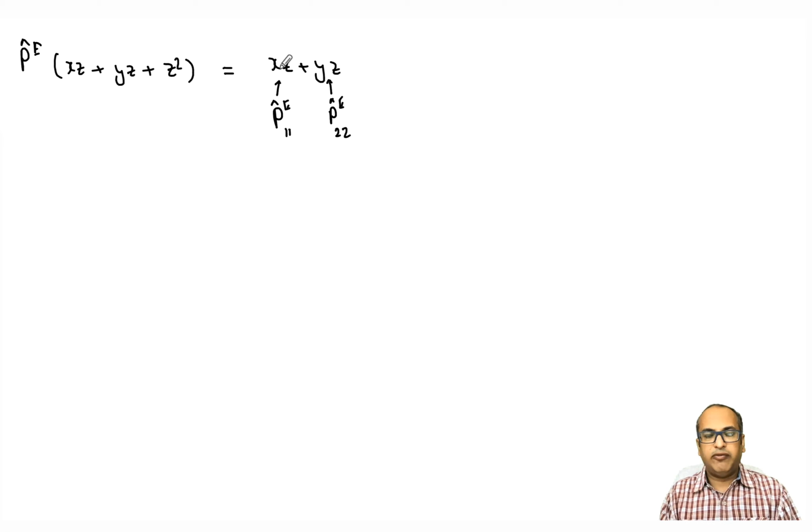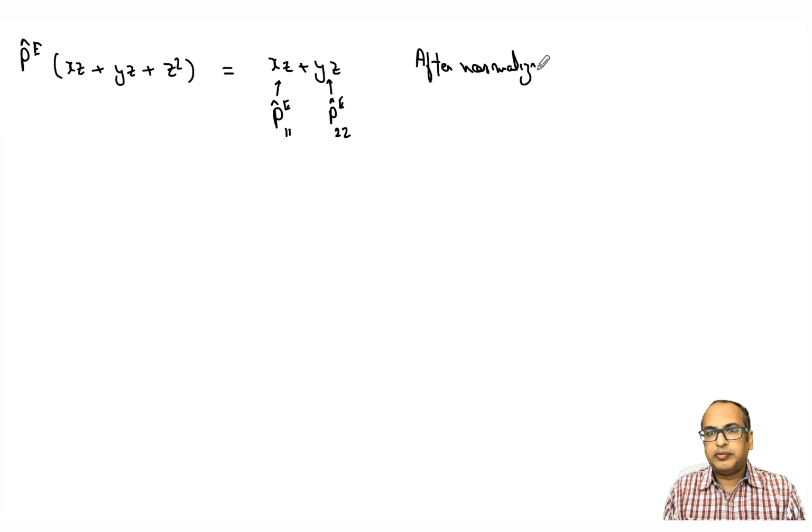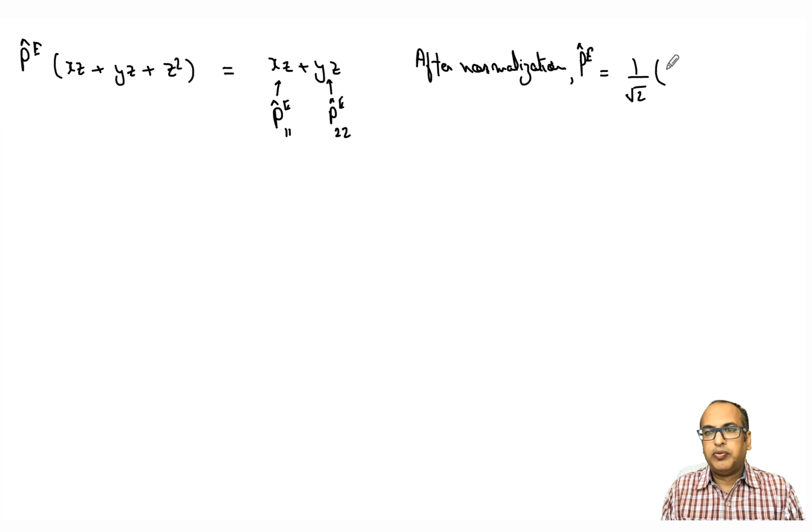So one of them gave you xz and two of them gave you yz, right? So now if we want to normalize, this is not yet normalized. So after normalization, you have PE is equal to 1 over root 2 times (xz plus yz).